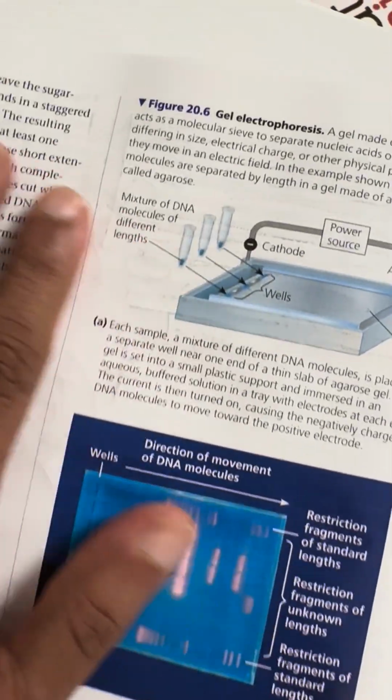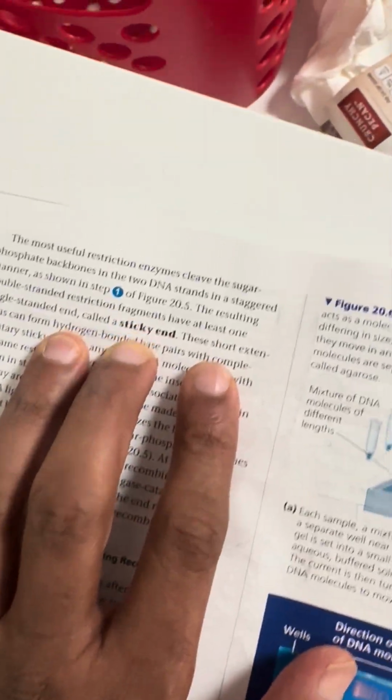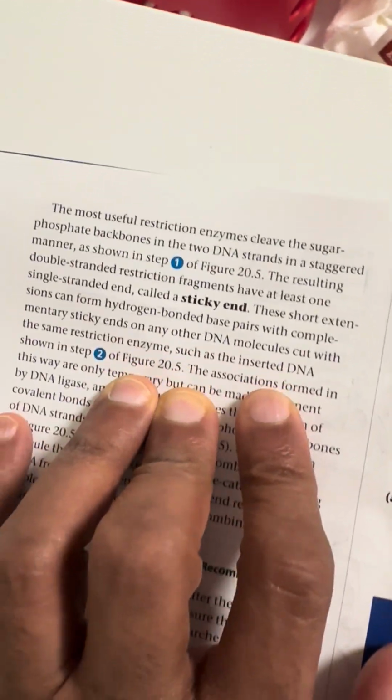Now, the most useful restriction enzymes cleave the backbones in a staggered manner. Well, that's the sticky ends. We understand that.